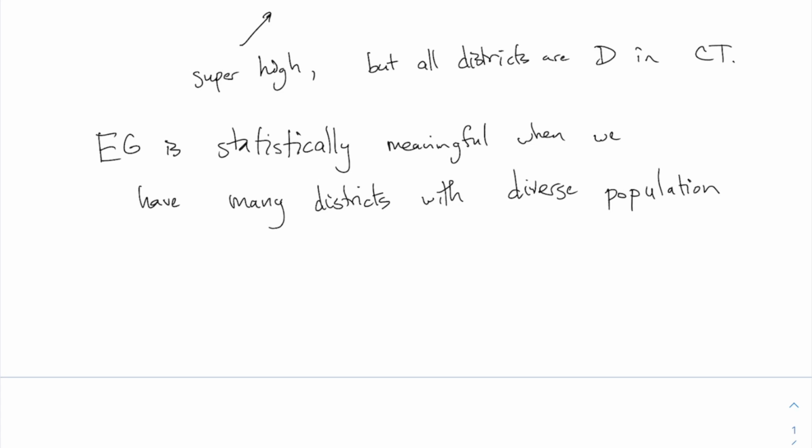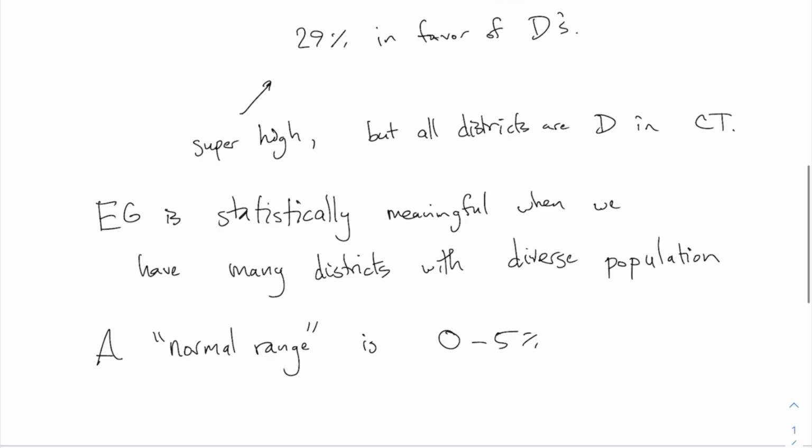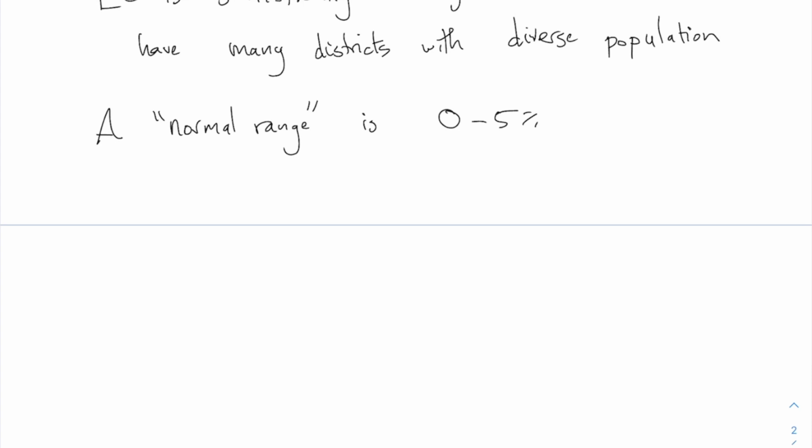So I thought maybe I would tell you, from a statistical point of view, a quote-unquote normal range of a typical map which has not been manipulated is generally regarded as something like 0 to 5%. People in this business view efficiency gaps of 0 to 5% as typical for a map with no signs of manipulation. This is the range that you would expect. So from that point of view, 29 is way too high, although, like I said, that's because there's only 5 districts and they all went to the Democrats. A normal range is something like 0 to 5%.